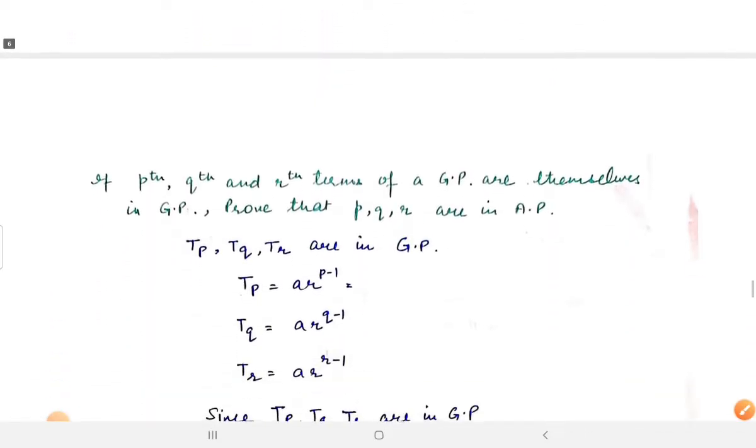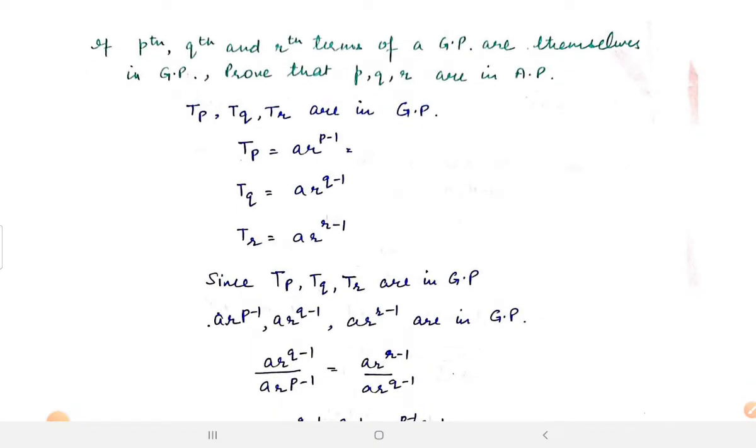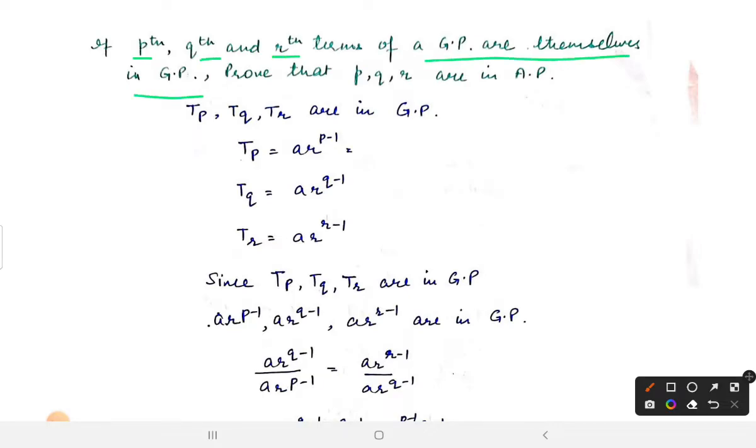Next question. If the Pth, Qth and Rth terms of a GP are themselves in GP. So what is given to you? Pth, Qth and Rth terms of a GP are in GP. Then prove that P, Q, R are in AP. So let us now write the Pth, Qth and Rth terms of the GP. So we have the Pth term as A into R to the power P minus 1, TQ as AR to the power Q minus 1, and TR as AR to the power R minus 1.